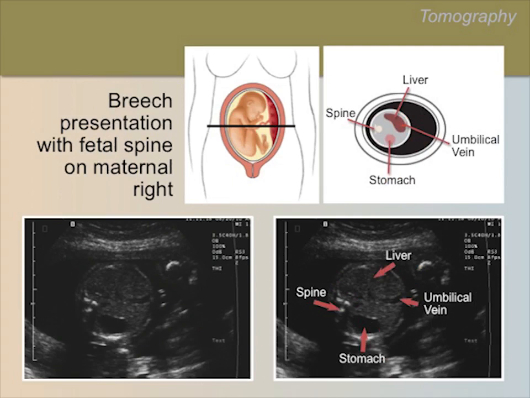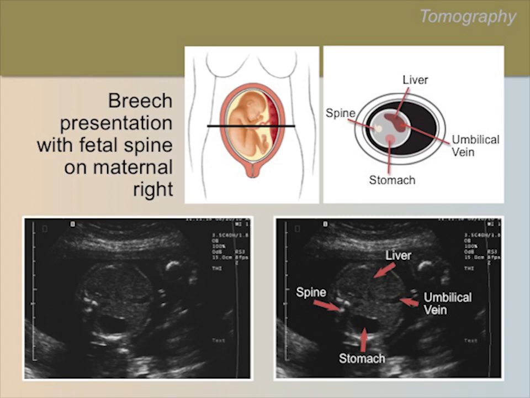In this diagram, we have a fetus in breech presentation with the fetal spine on the maternal right. Since the stomach is left-sided, the stomach must be posterior or away from the anterior wall of the uterus, the maternal abdomen, and the transducer.